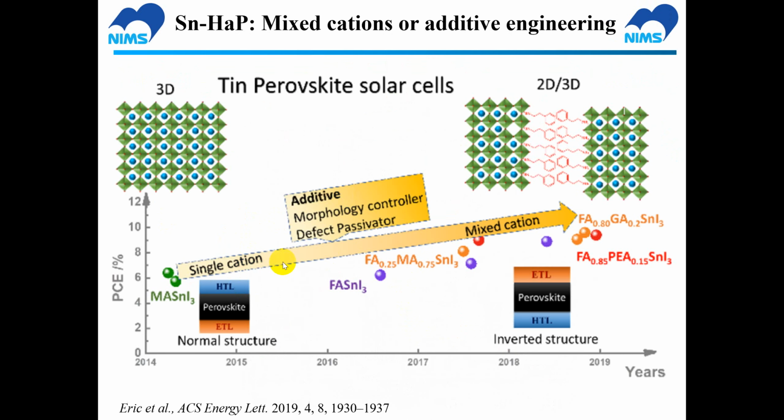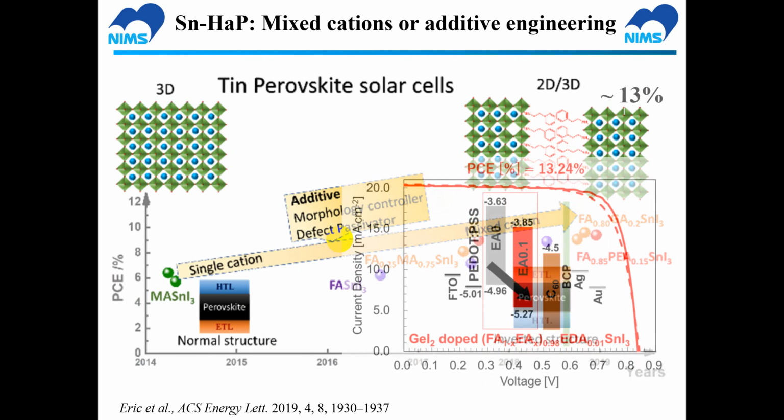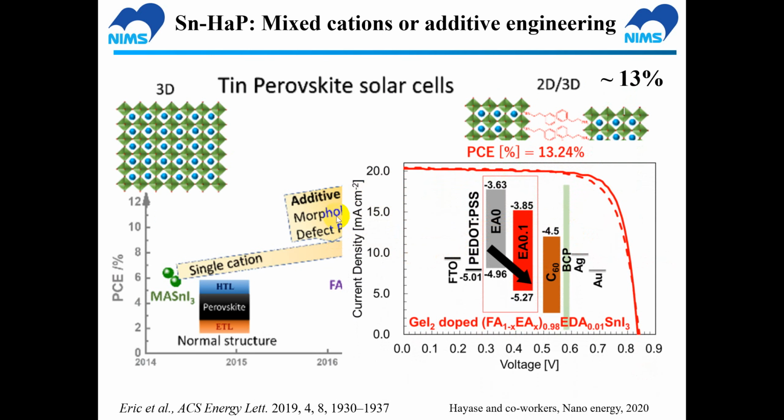There is much work on tin-based perovskite solar cell, with single cation and mixed cation, and some 2D and 3D structures, and efficiency is being increased by tailoring morphology, defect passivation, and with additives. And recently, Professor Hayase from Japan got a device efficiency with tin-based halide perovskite of more than 13%. This is very promising, and it shows the future and competitive characteristic to the lead halide based perovskite solar cell.